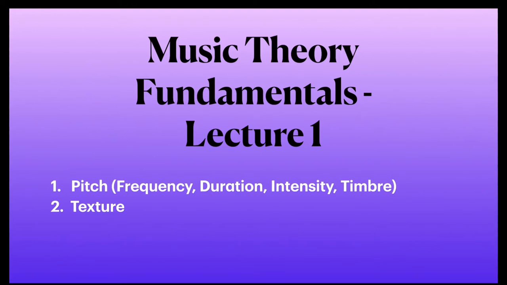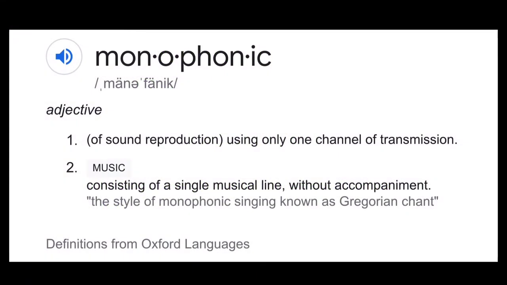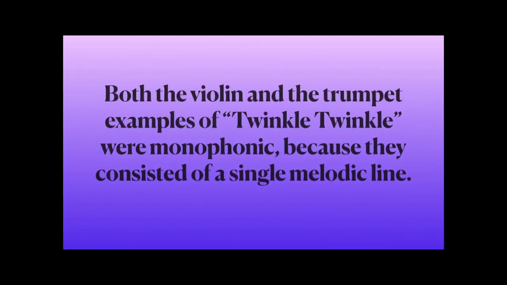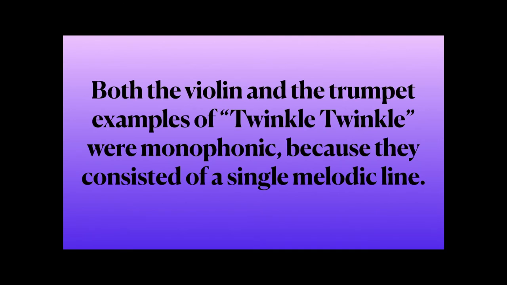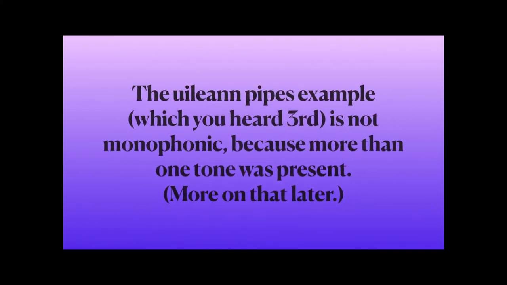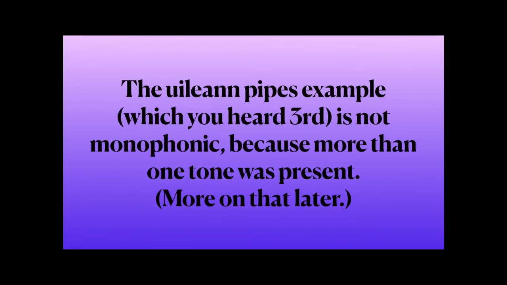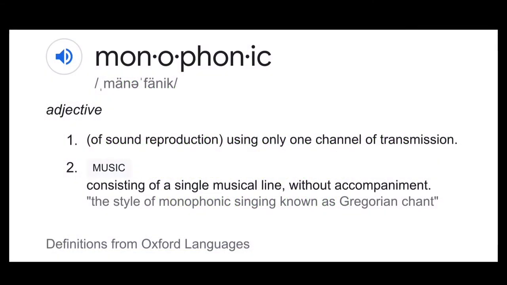Examples you just heard in the Twinkle Twinkle demonstrations are representative of monophonic texture. A monophonic texture consists of a single musical line without accompaniment. We heard single instrument demonstrations in the Twinkle Twinkle examples. Monophonic can also be many voices singing the same melody together. We hope to hear this when the family stands around the birthday cake, but sometimes we're not so lucky.